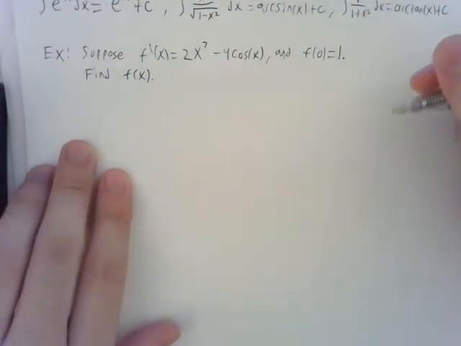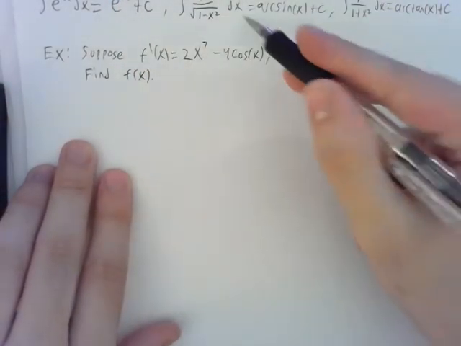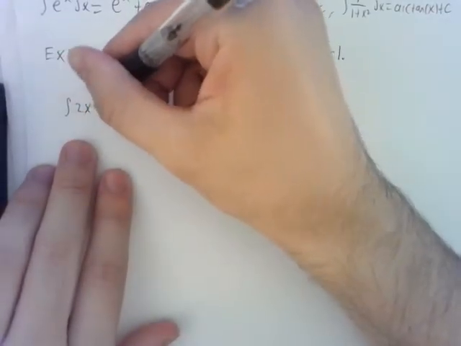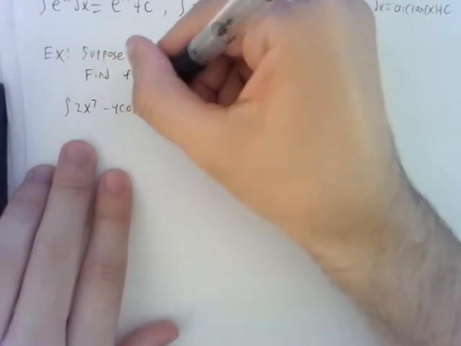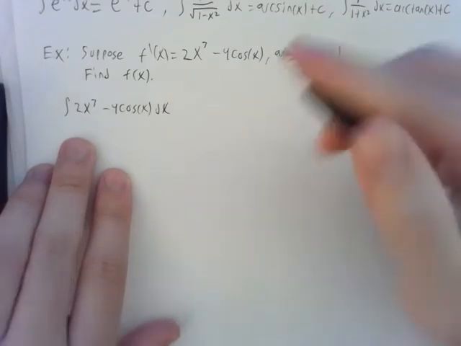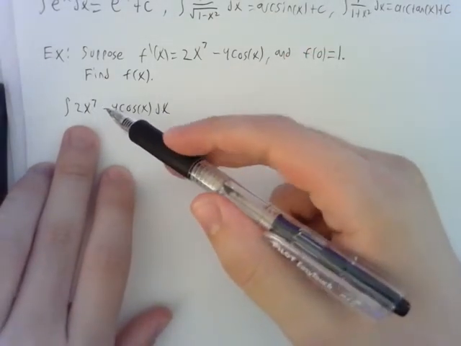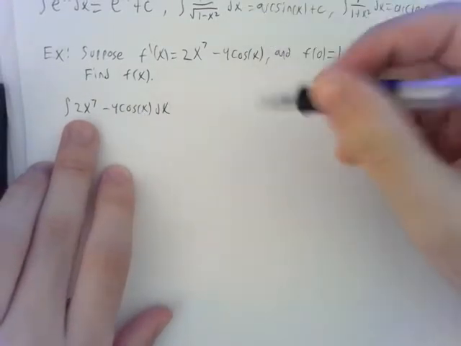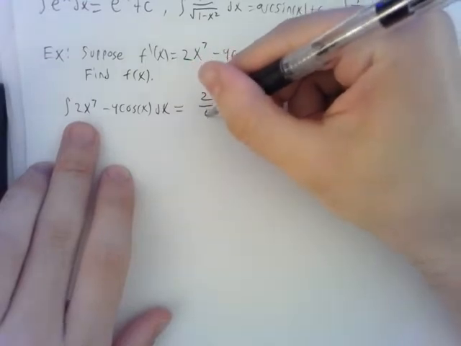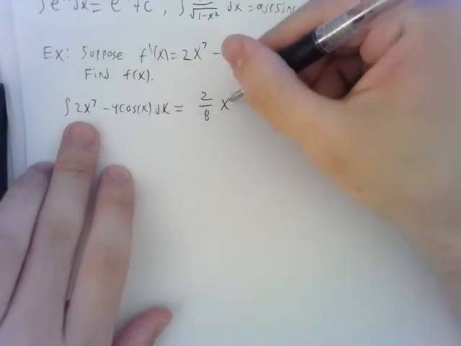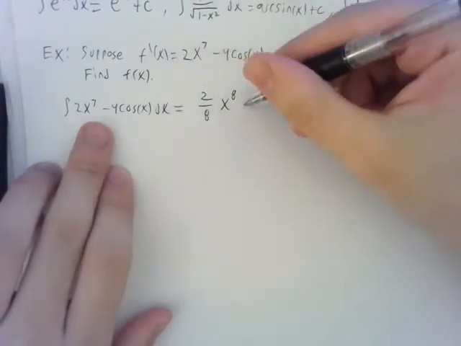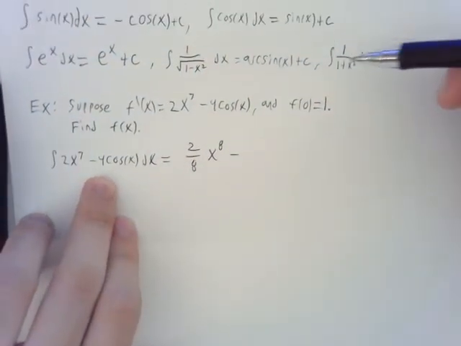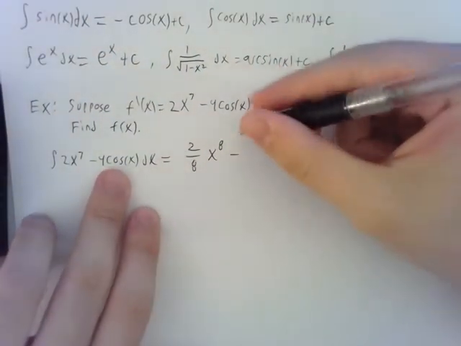So we want to find the antiderivative of this function. We have two pieces to it, the 2x to the 7th and the 4 cosine x. So for 2x to the 7th, we'll want to use the inverse power rule that we were just looking at with p equals 7. So in that case, we get 2 divided by 8 times x to the 8th minus, now for this one we have to find the antiderivative of cosine. We set up here that that was sine. So we have 4 sine of x and then plus a constant.